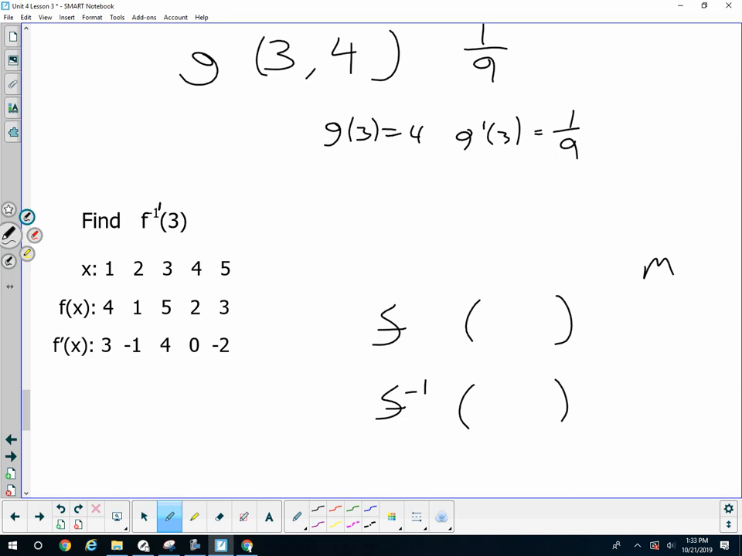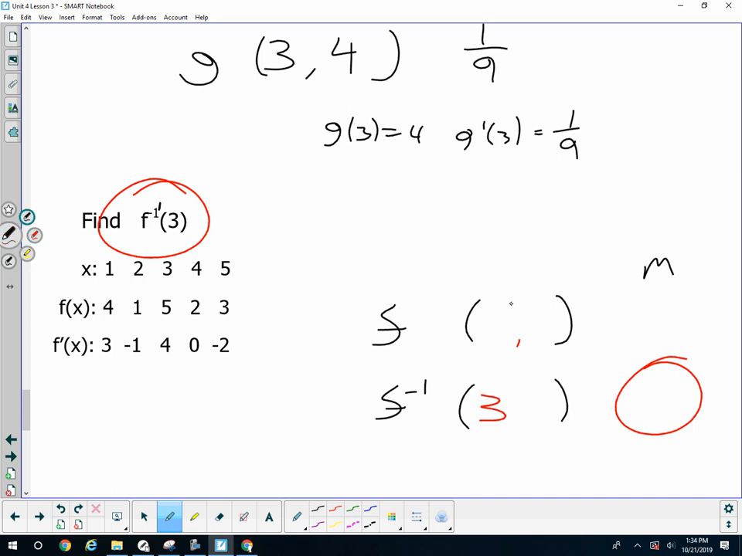F inverse at 3. I want 3 there. You're telling me f inverse at 5. You're going to have to change this because you're changing this. You're trying to find f inverse prime at 3. That's where you start. Make sure we see where we start.